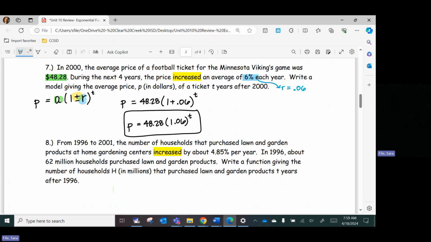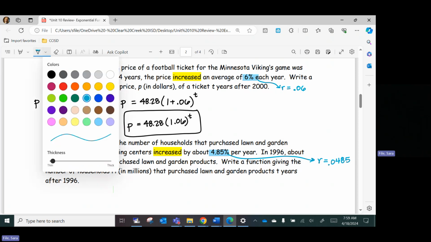Okay, but this time our percent is 4.85. What does that mean our R will be? As a decimal, what would that be? 0.0485. Okay, remember that decimal is moved 2 places. Okay, if you aren't sure which direction to move your decimal, just remember you're dividing by 100 because percent is out of 100%. So you take your number 4.85 and divide by 100, and that's where this decimal is coming from.